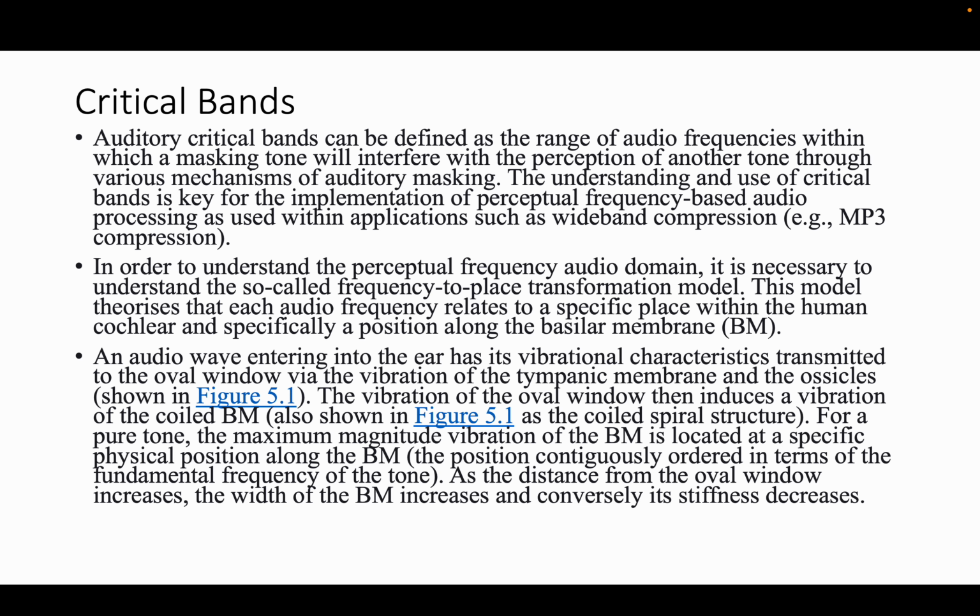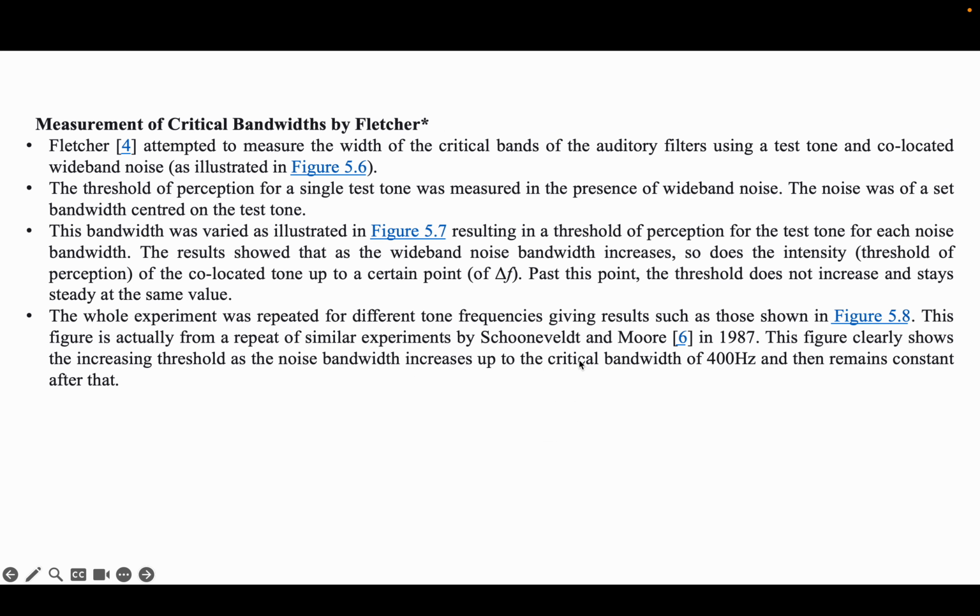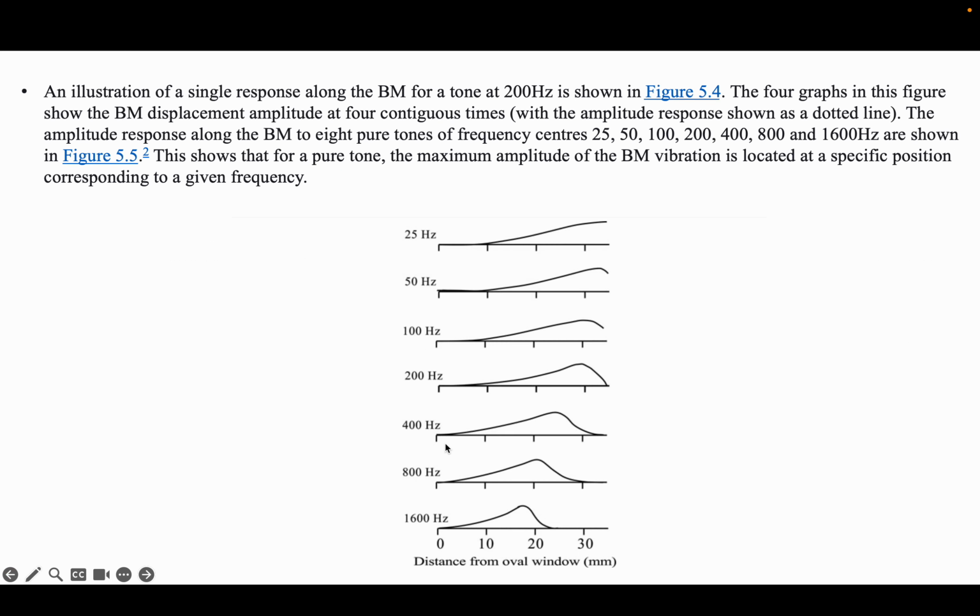As the distance from the oval window increases, the width of the basilar membrane increases and its stiffness decreases. So here's an illustration of distance from the oval window, and as a function of that, what is the response to a tone at 200 hertz. So we have a 200 hertz tone in the figure shown in the middle. And basically, you can see the response peaks here at just under 30 millimeters from the oval window.